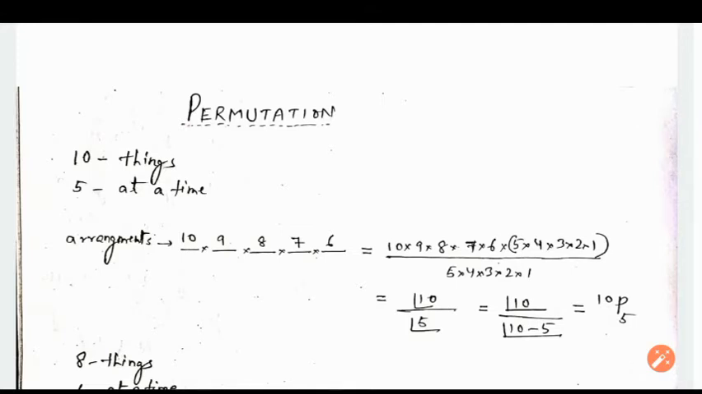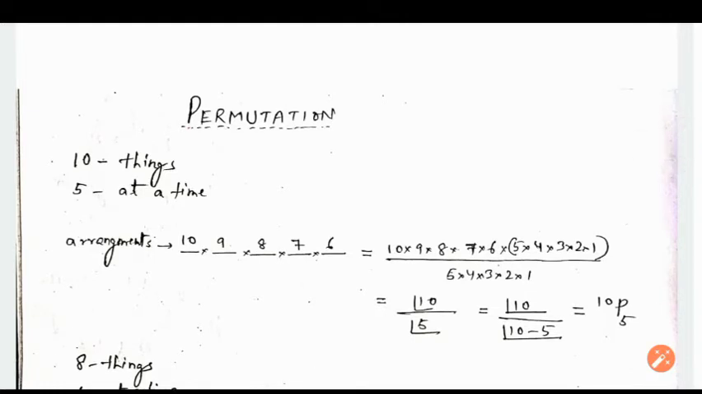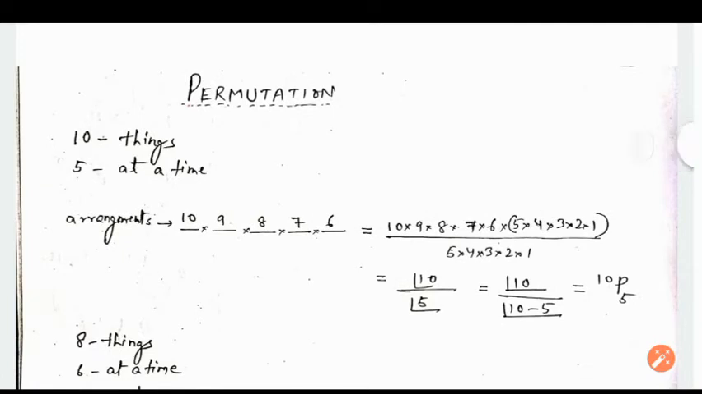But if I ask you, in how many ways can 10 things be arranged in 5 places, or in how many ways can 5 things be taken at a time from 10 things? In the previous one we discussed how to arrange n things in n places. But if I ask you how to arrange n things in r places, what will be your answer? Right? So in today's topic this question will be clear.